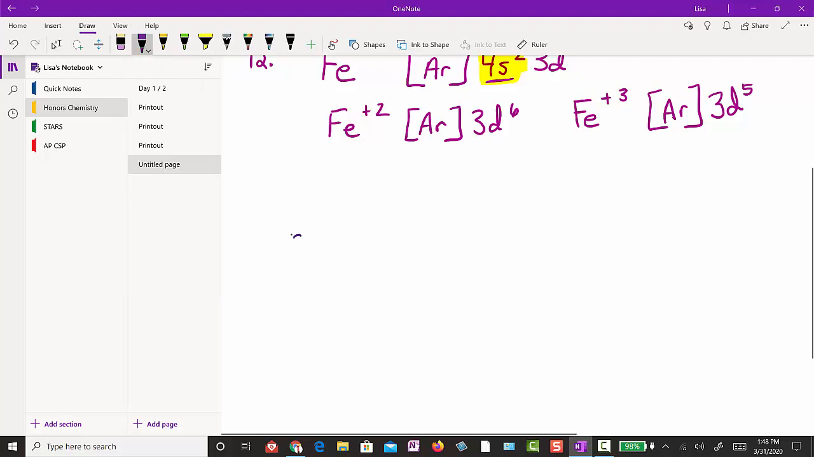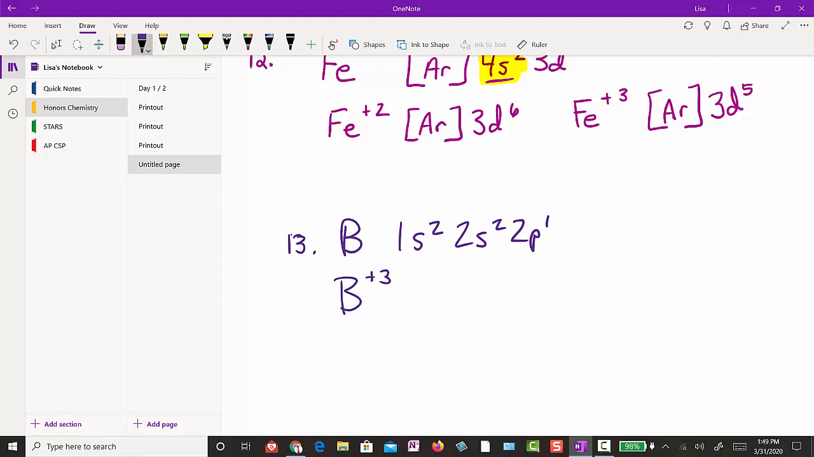Next one, 13. 13 is boron with a +3. Again, for the sake of illustration, 1s2, 2s2, 2p1. So boron with a +3. All right, my valence electrons: the highest energy level is level 2, and there's the s and the p. So it has 3 valence electrons, and it's losing all 3. So it would be just 1s2.